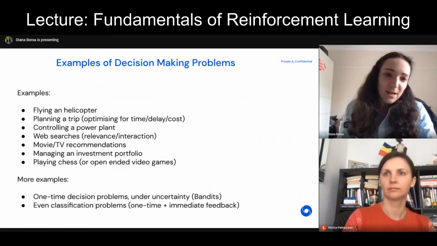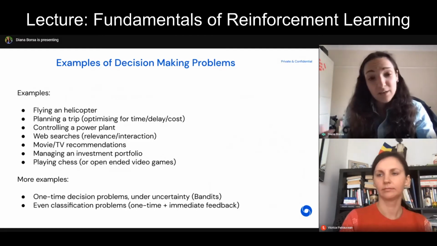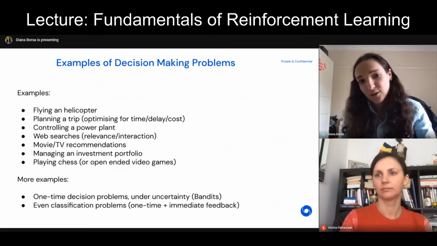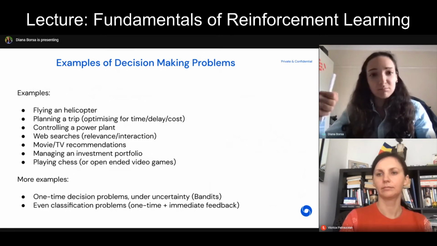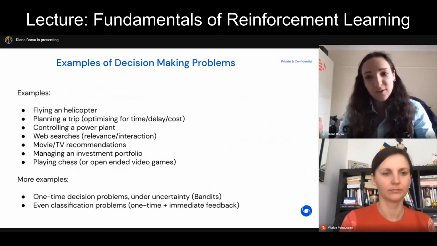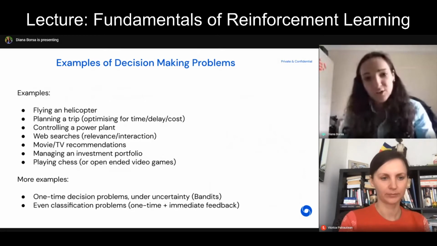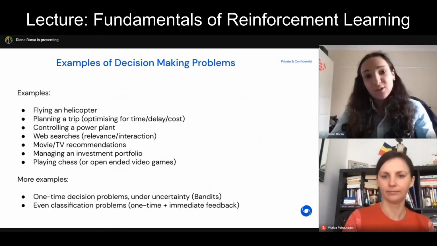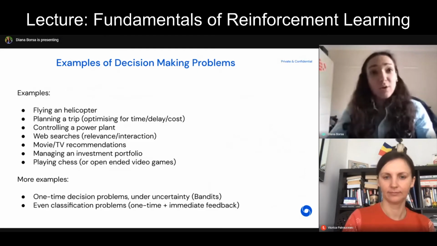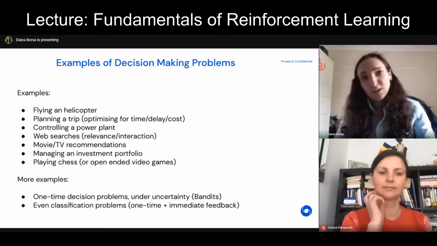And even something like classification problems can be recast in this formulation, but again, it's a very limited formulation in the sense that it's a one-step decision. The action is the class of that classification or the label of that classification, and the feedback is immediate, because you get to see if you've done it right or wrong, or there's a loss associated with that.